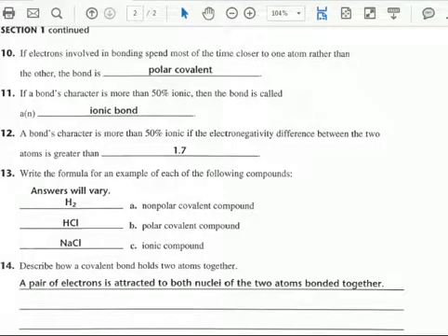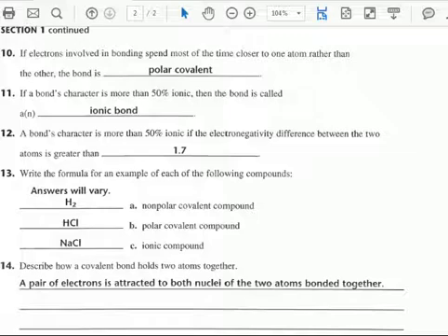Number 10. If electrons involved in bonding spend most of the time closer to one atom rather than another, the bond is considered polar covalent. Okay? Now, let's unpack this question here. If electrons involved in a bond, so we're talking about two electrons in a bond, if they spend most of the time closer to one atom rather than the other, it's polar covalent.